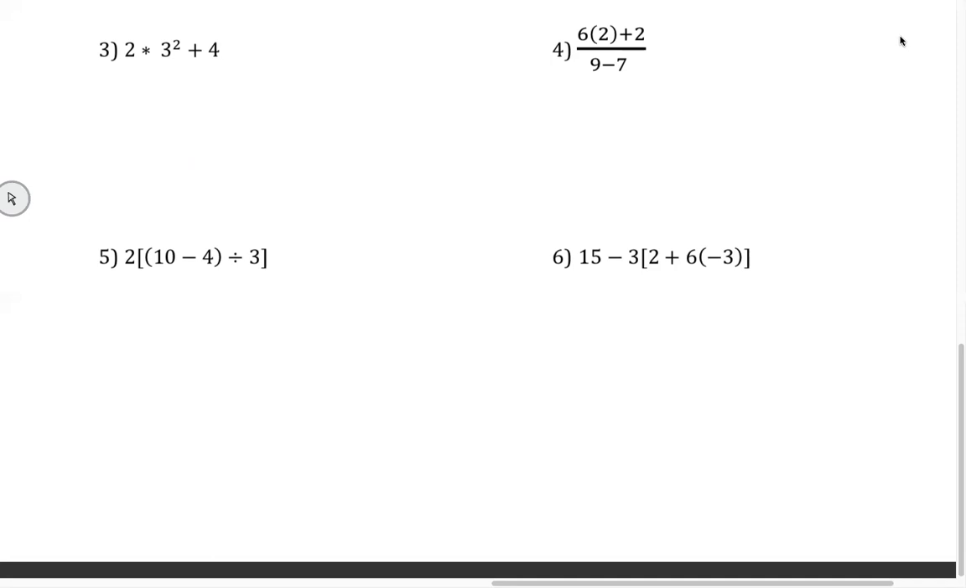Four? Very good. 10 minus four is six. And then we have the divide by three. And the two's outside. Six divided by three is two. And two times two is four. And Kanye, what did you get for six?